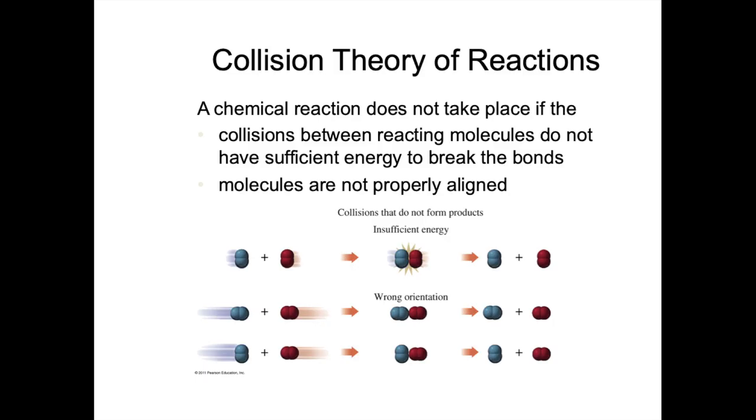Now you're probably saying to yourself, wait a minute, it looks like it's really difficult to get a successful collision. How do reactions even happen if it's so hard for a collision to be successful? Well, the thing you have to remember is that molecules are really, really tiny, which means we have lots and lots of them in a given sample, which means that there are lots and lots of collisions. So even though there are a lot of unsuccessful collisions, there are still sufficient successful ones to have the reaction happen in a reasonable amount of time.